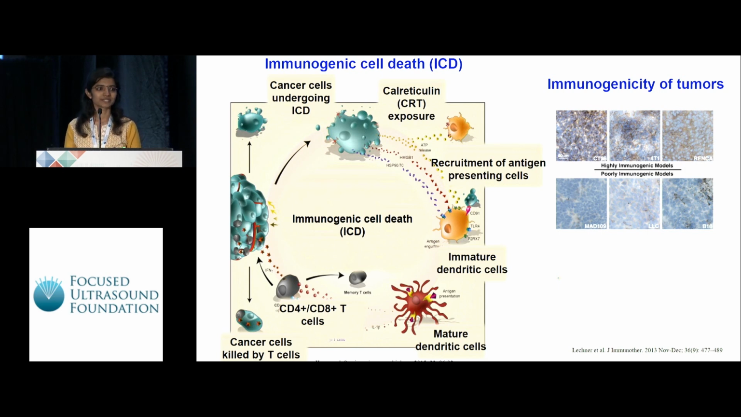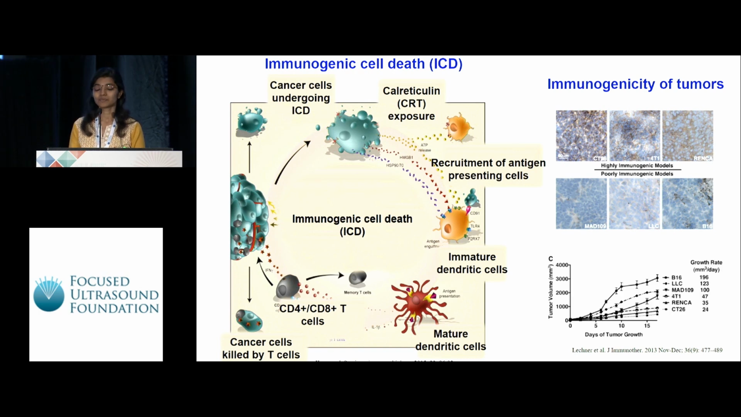B16-F10 melanoma tumors are poorly immunogenic and are characterized by low immune cell infiltrates, along with rapid proliferation rates in contrast to the highly immunogenic tumors like CT26 colon cancers.